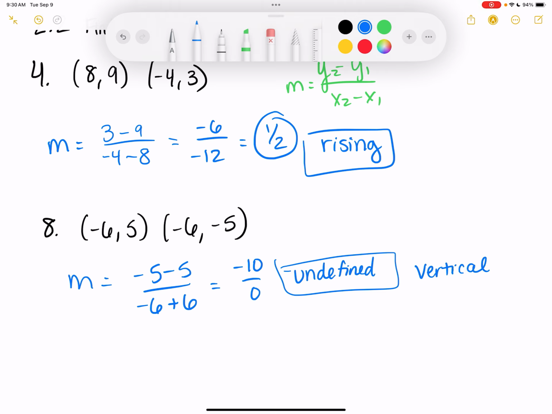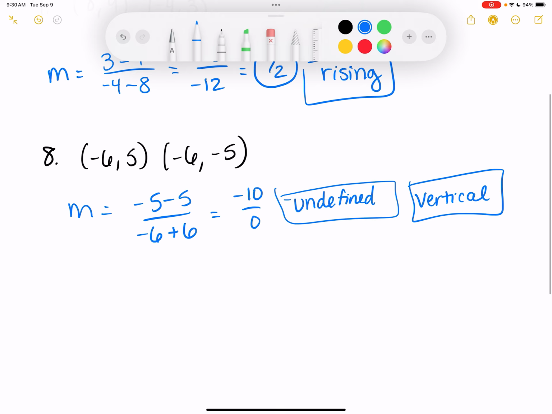So looking for both things there. If it has a positive or a negative value or a 0, you need to have that, and then you need to tell me that it's rising, falling, vertical, horizontal. If it's undefined, make sure you put that, because just saying negative 10 over 0 isn't answering what the slope actually is.